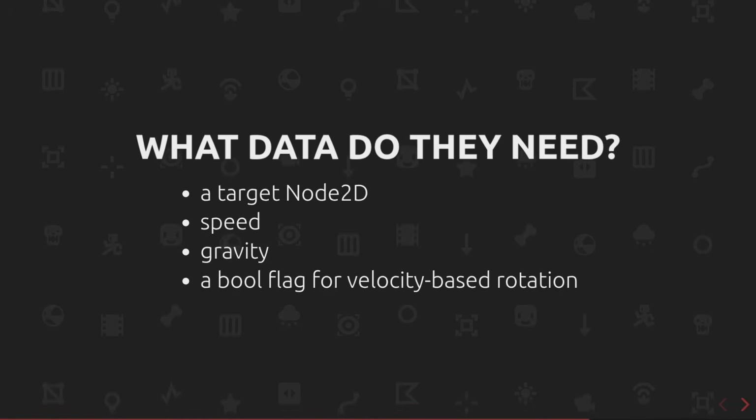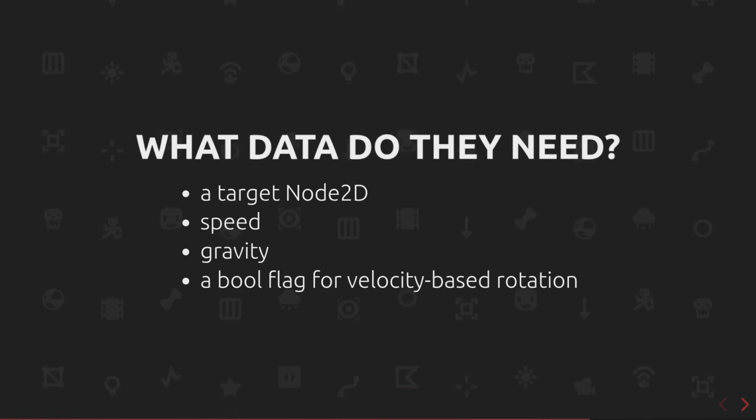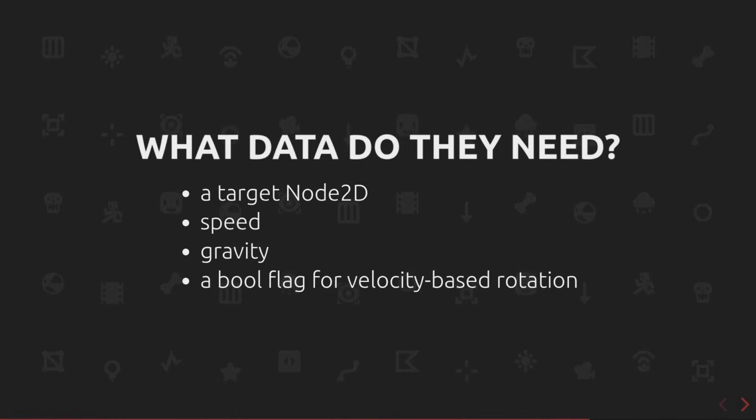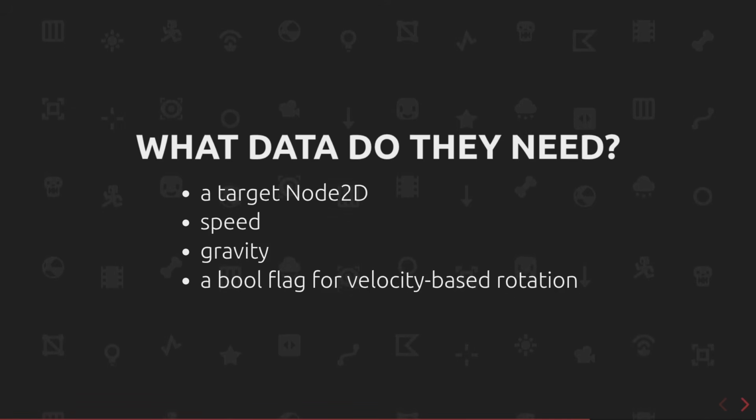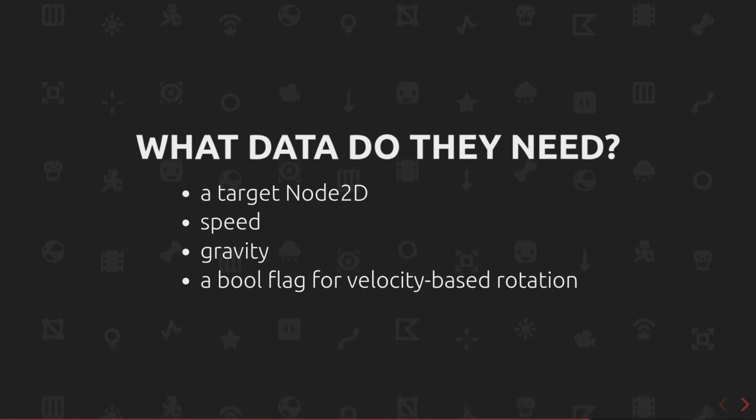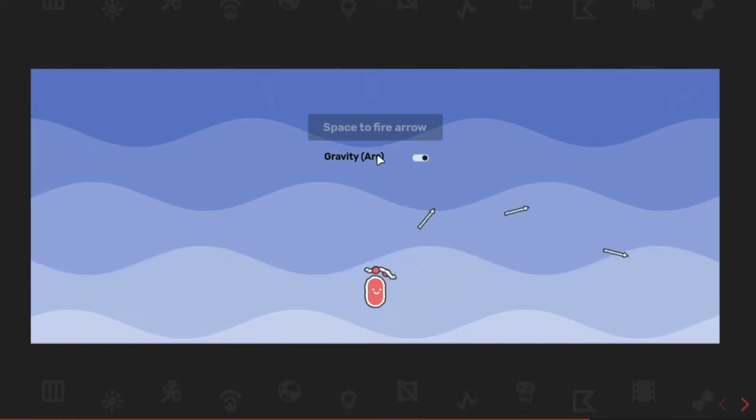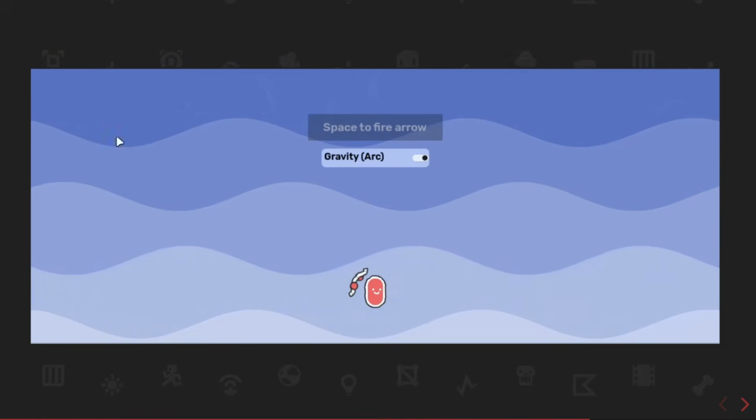And finally, we provide a Boolean flag for when we apply the gravity, we sometimes want the target Node2D to rotate as well based on the direction of the velocity vector. For example, in the case of arrows, like you've seen it with the example.